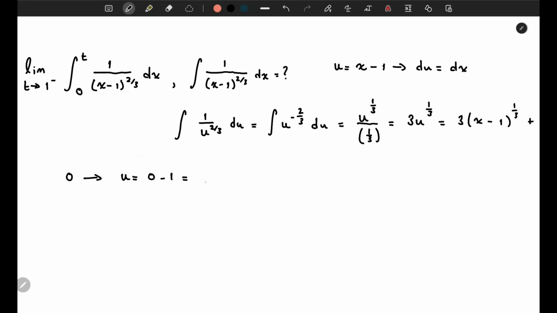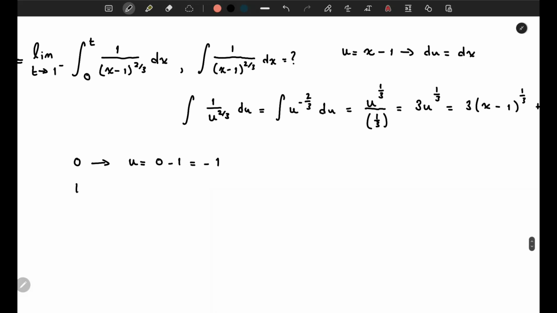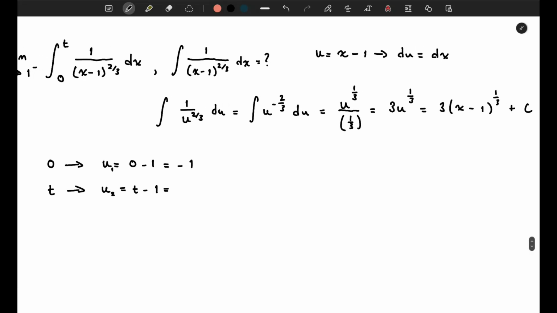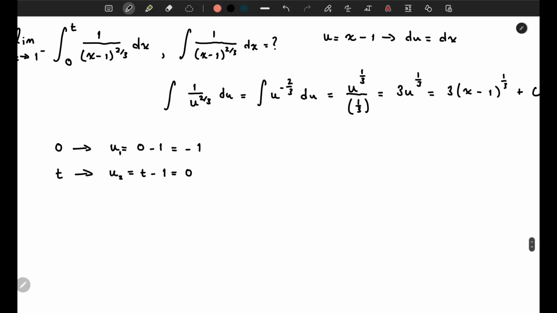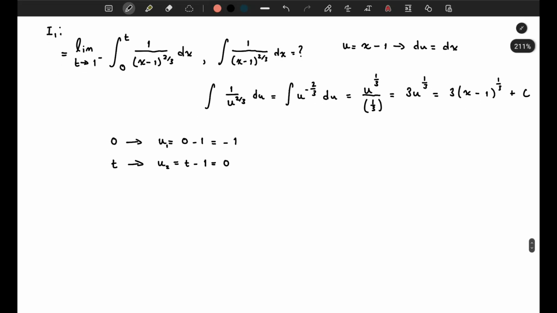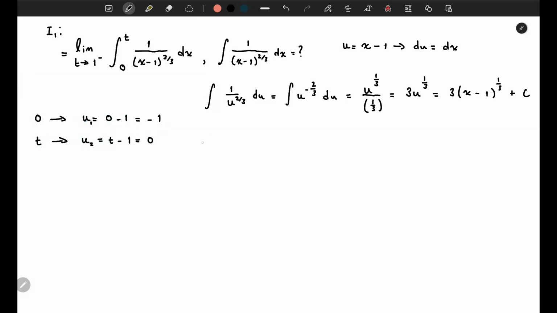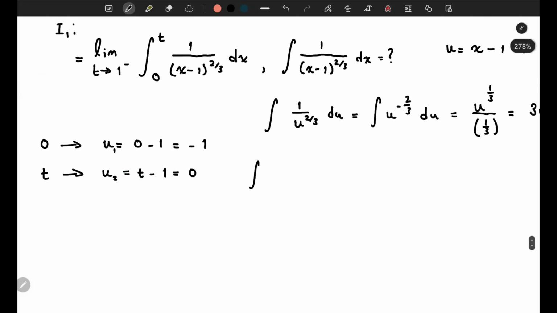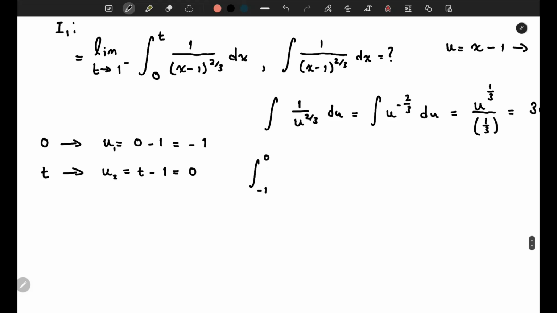So 0 minus 1, that gives us negative 1. And then for t, do the same thing. So let's call this one u1, u2. And so that would be t minus 1. And we know that t right now is technically 1. So it would be 0 technically. So now that we have this, let's actually go ahead and integrate using these new bounds that we just found. So it would be from negative 1 to 0.